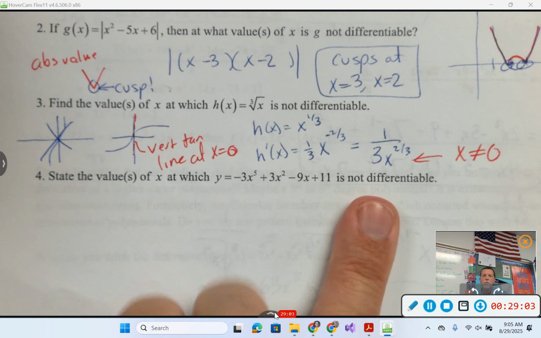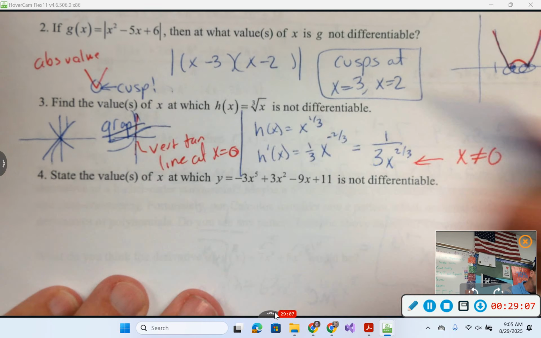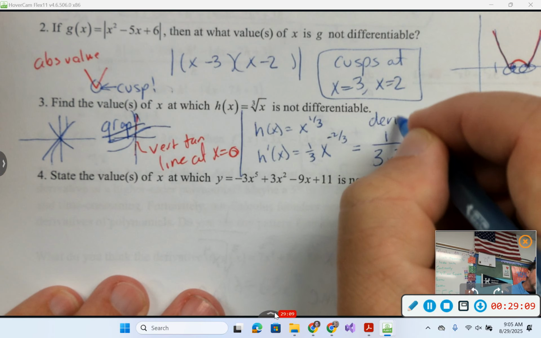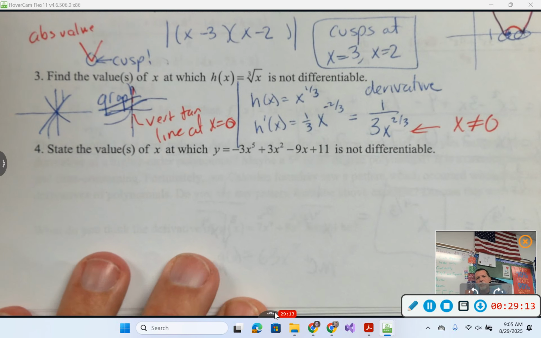So it's sort of two approaches to this one. There's the graphical approach, if you know what the graph looks like, and the other approach is, well, just take a derivative and see if it works. And if it works, then it's differentiable.